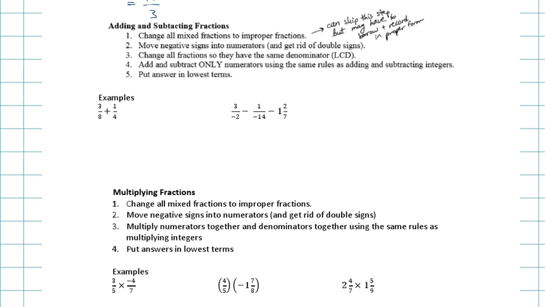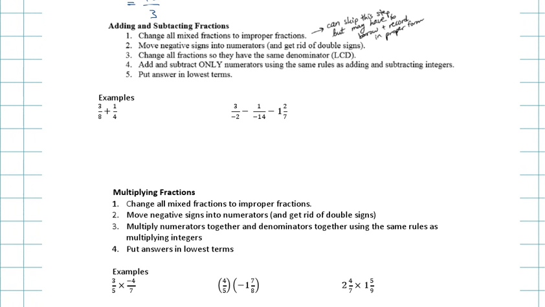Then you're going to change all the fractions so they have the same denominator, or the lowest common denominator. Right? We'll talk about that in a second. Add and subtract only numerators using the same rule as adding and subtracting integers, and put answers in lowest terms.